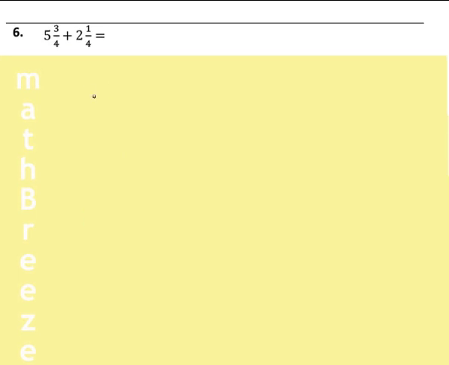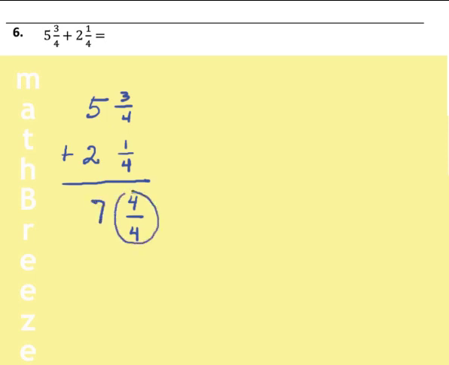Okay, 5 and 3/4 plus 2 and 1/4. Let's add the fractions. We have 4 over 4, and 5 and 2 is 7. Well, 4 over 4 is equal to 1. So actually what we have here is 7 plus 1, so the answer is 8.